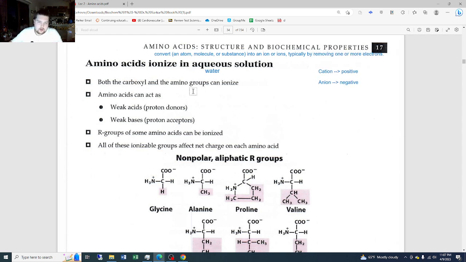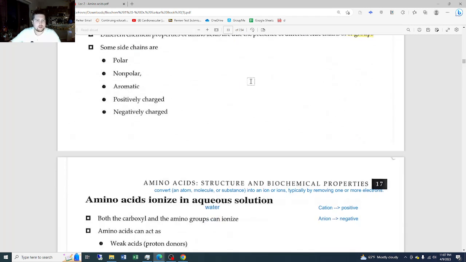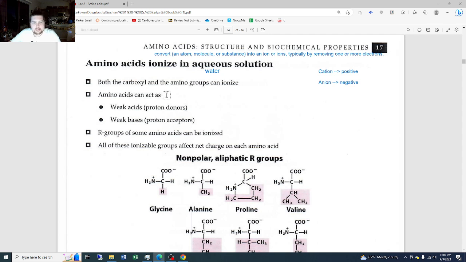So the carboxyl and the amino groups can ionize. Remember, those are our carboxyl and our amino group. These guys can ionize. Amino acids can act as weak acids and weak bases. Remember when we talked about acids and bases, what were we referring to? Acids are, well, he has it written right here. Acids are our proton donors, and the bases are the proton acceptors.